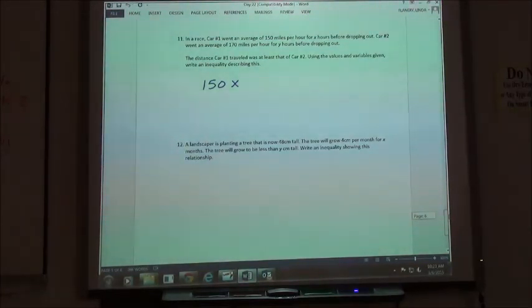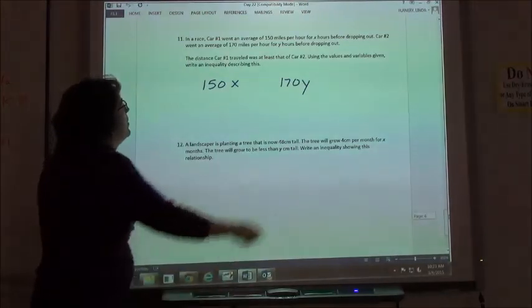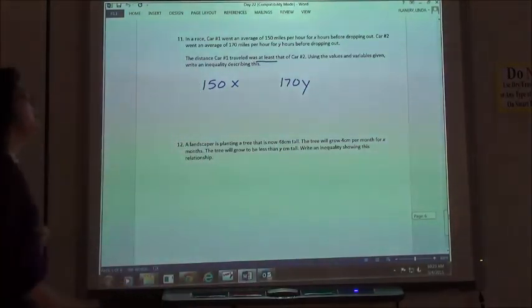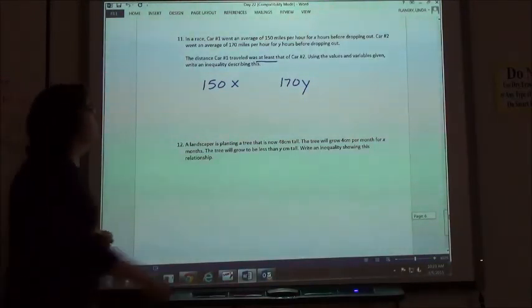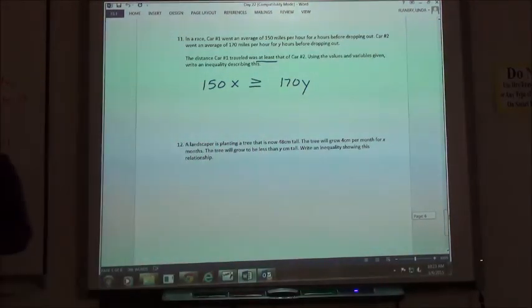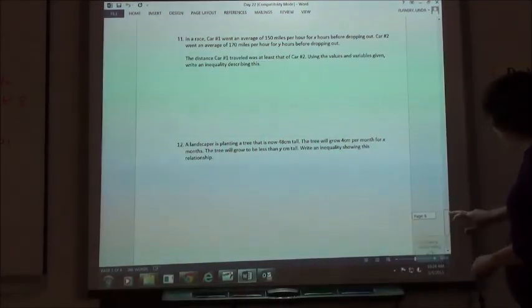The second car went an average of 170 miles per hour for Y hours. How am I going to show his distance? Multiply again. 170Y. Now, we have to figure out, because we've done this before, what symbol do I use for at least? Car 1 went at least that of car 2. Greater than or equal to. Greater than or equal to, exactly. There's my expression then. Right, you had that little table to add at most, at least, not less than, whatever all those weird sayings were.